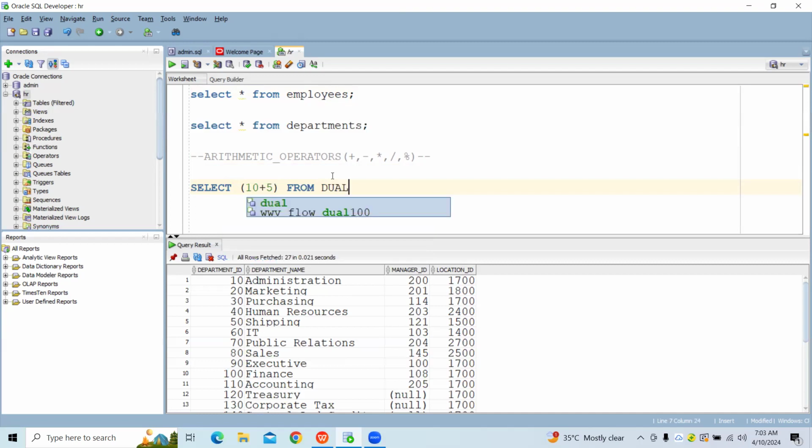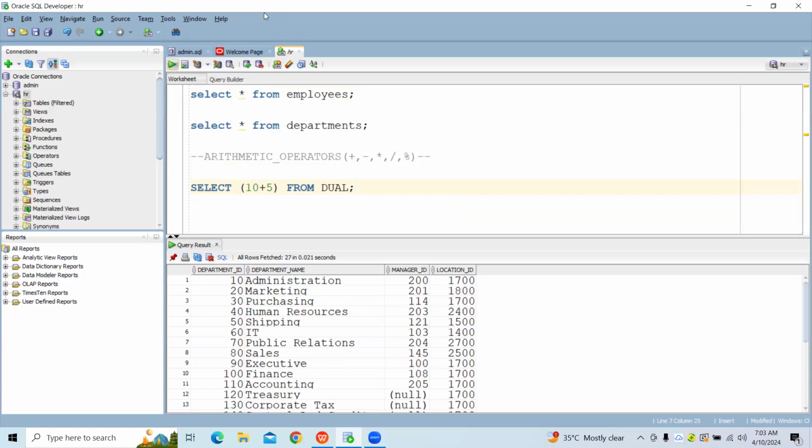To perform any general operation, developers have given us a very beautiful opportunity: this dual table. Whenever you need to perform a general operation, you can use this dual table. It was developed by the developers at the time of developing the software. So now I'm terminating my query with a semicolon.